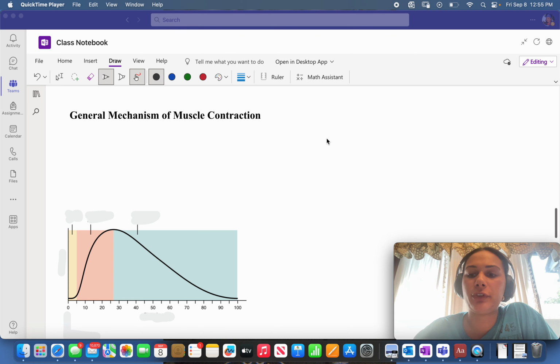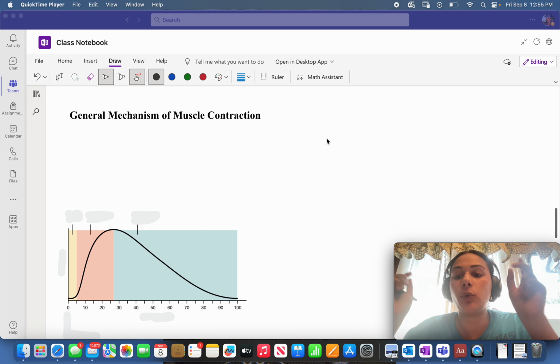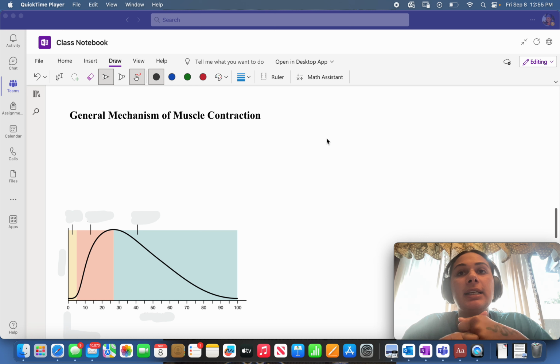Today I'm going to be going over a general mechanism of muscle contraction. So an alpha motor neuron enters the muscle and divides into several branches, each stimulating a muscle fiber. One alpha motor neuron, along with the muscle fibers that it's innervating, is considered one motor unit.